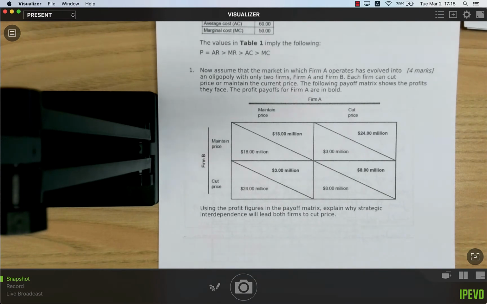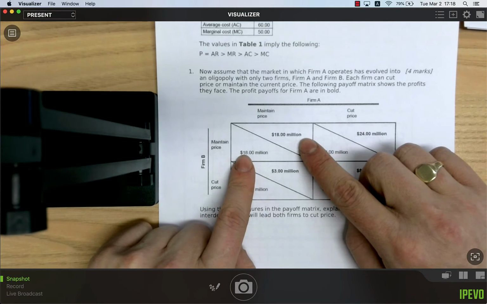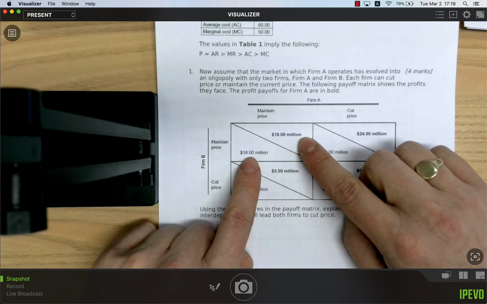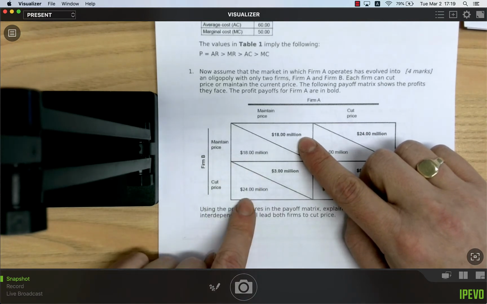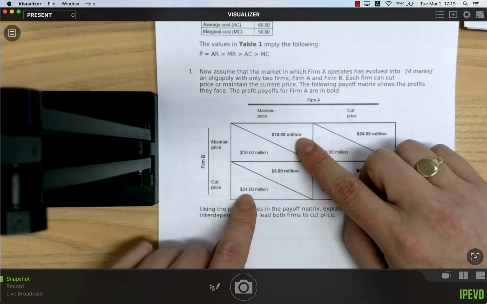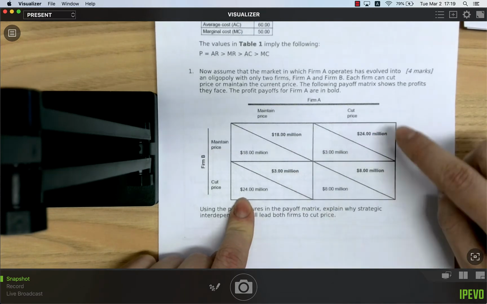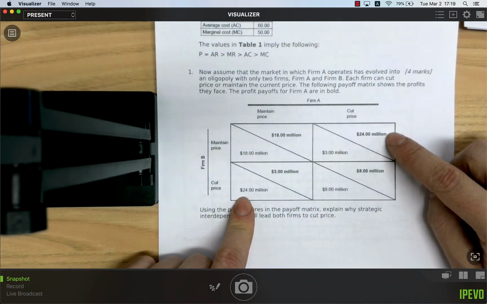Now let's look at firm B here. We start off here, okay? If A maintains its price, firm B gets 18 million. But if firm B reduces its price, it gets 24 million. So if firm A maintains, firm B is better off reducing its price, and as such has a profit incentive to do so. Now, if we start, let's just go here then, okay?